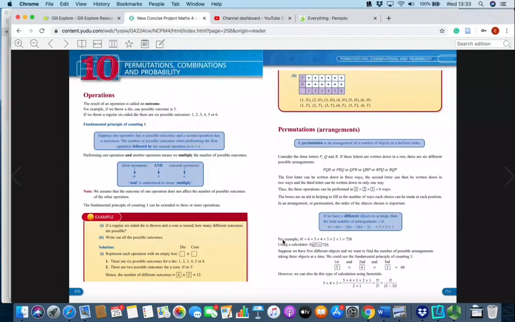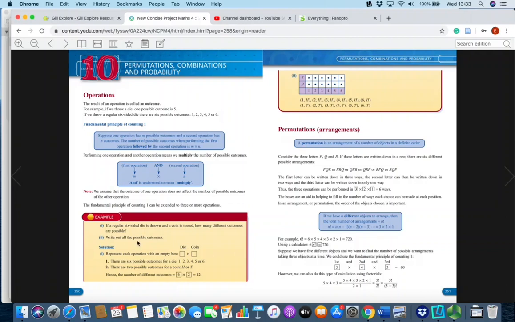Okay, a typical question that gets asked on this could be menu options. If I had 3 choices for starter, 4 choices for main, 3 choices for dessert, how many menus or dinner options could I come up with in total? So that's 3 multiplied by 4 multiplied by 3 again, so that's 36 different outcomes.